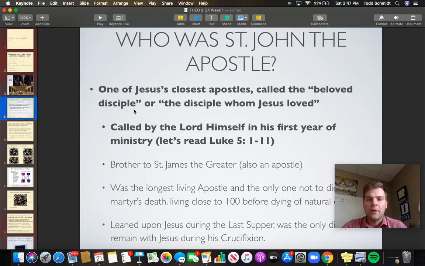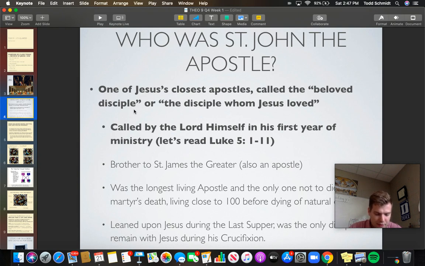He, in fact, was called by the Lord himself during Christ's very beginning of his public ministry. So this is actually from Matthew's Gospel. But we read how John was called to leave his former way of life and follow this man who he had only just met, but he knew to be the Messiah. So this is how John was called.